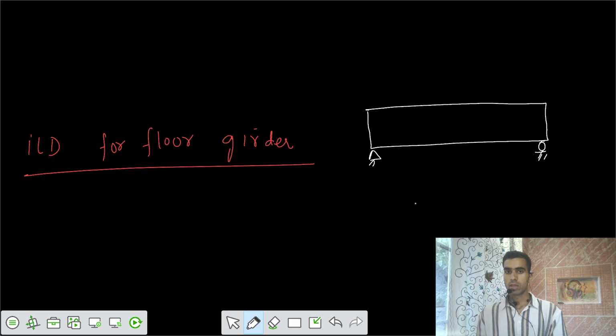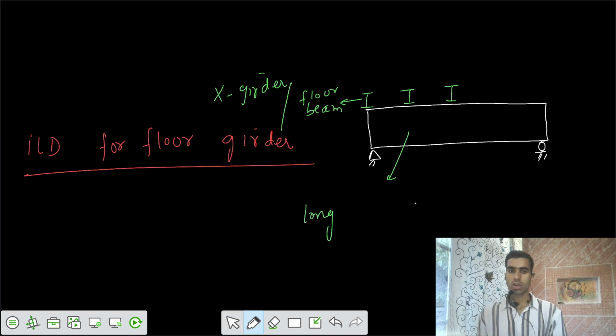On that bigger longitudinal girder, we have what we call cross girders. They are also girders, but we call them floor beams, or we can also say they are cross girders. And the bottom one is your long girder, longitudinal girder. That's your floor girder, main girder.